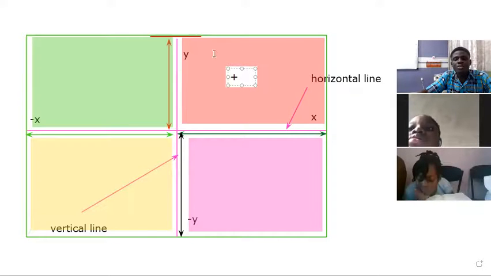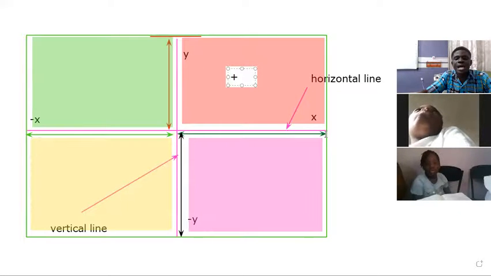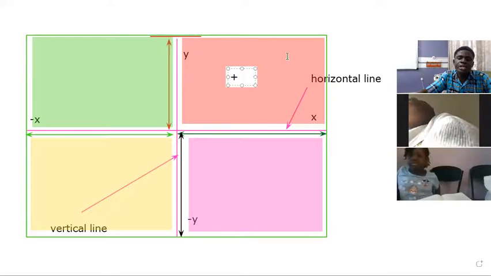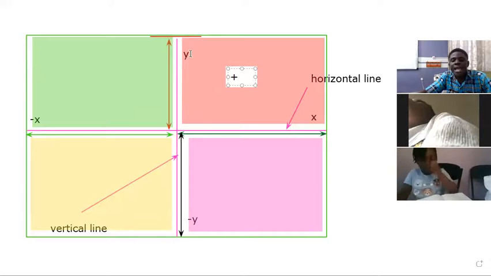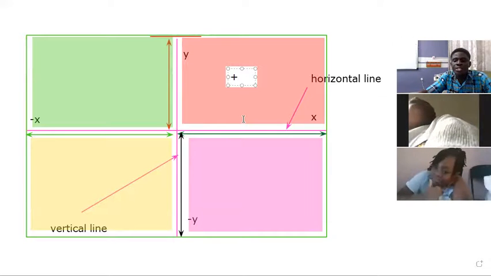The reason why I've written the plus over here is because from up here to the center, the Y is positive, and from the center to the right, the X is positive, okay? So any number you write on the X line will be positive. Any number you write on the Y line will also be positive. So in the end, this red box is a positive area because the Y and the X are positive.